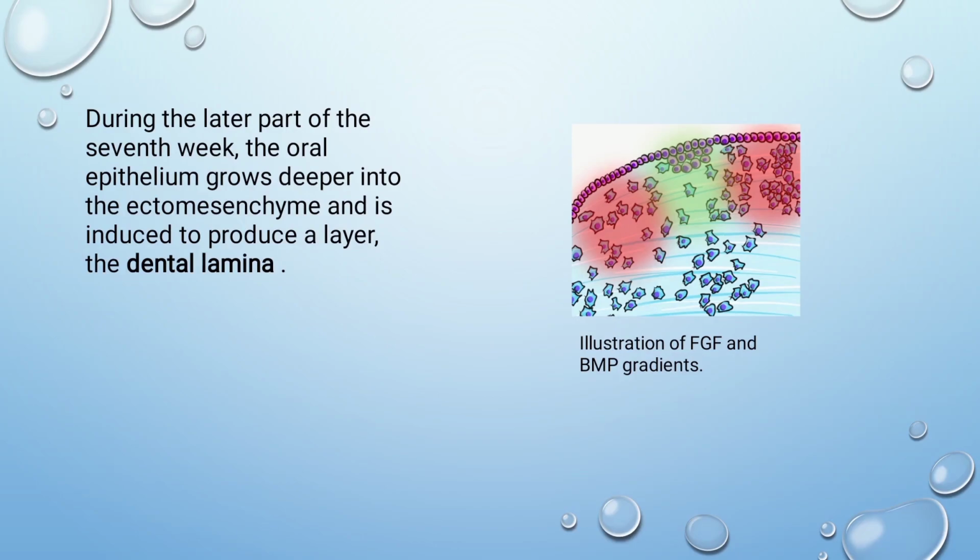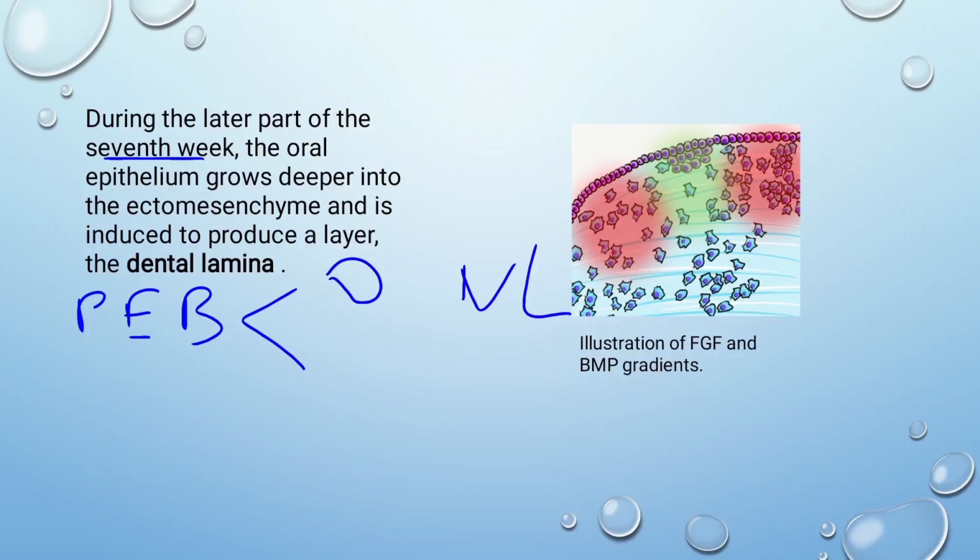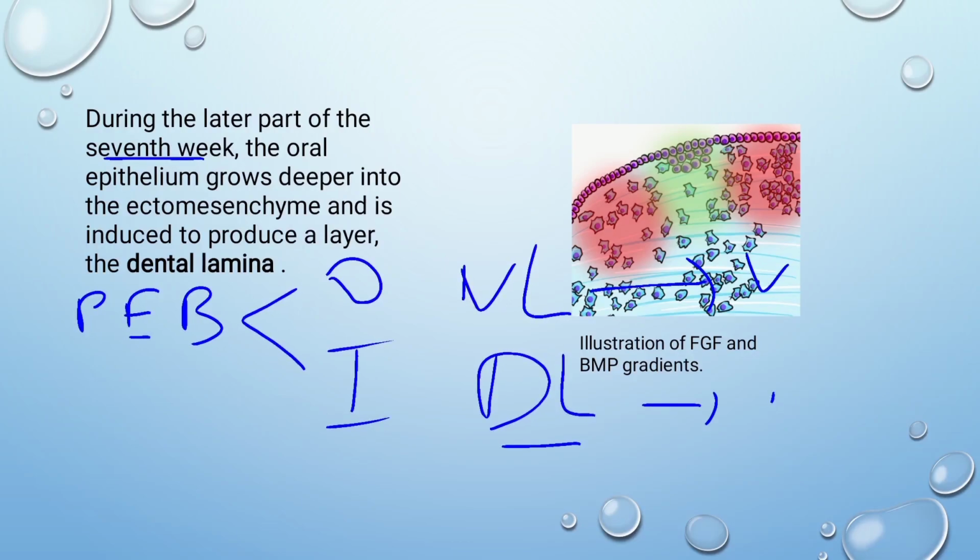During the later part of the 7th week, the oral epithelium grows deeper into the ectomesenchyme and is induced to produce a layer, the dental lamina. So at the 7th week, the primary epithelial band forms outer vestibular lamina, and inner dental lamina. This vestibular lamina forms the vestibule, and this dental lamina forms the teeth.